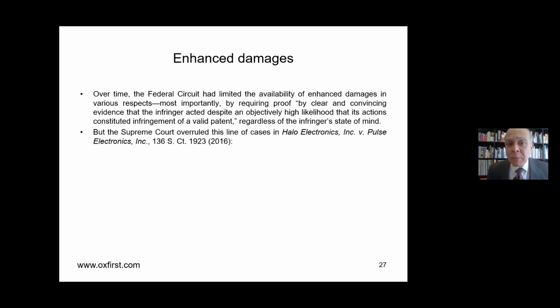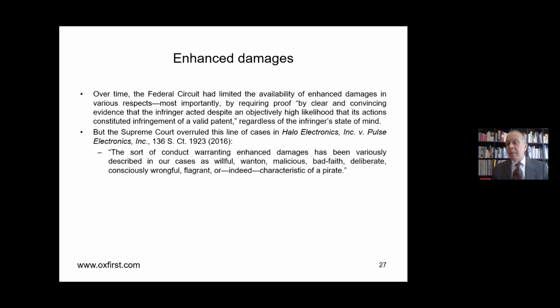Anyway, the Supreme Court overruled this line of cases 6 years ago in Halo versus Pulse. In the course of this opinion, the court took the historic approach. The assumption is that Congress, in enacting these various provisions over the years, did so against the existing backdrop of judicial practice dating all the way back to the 19th century.